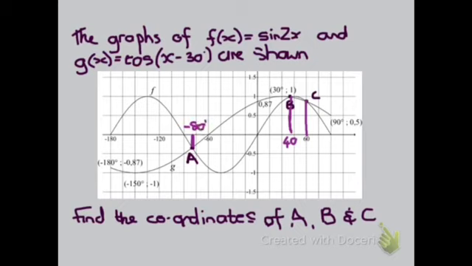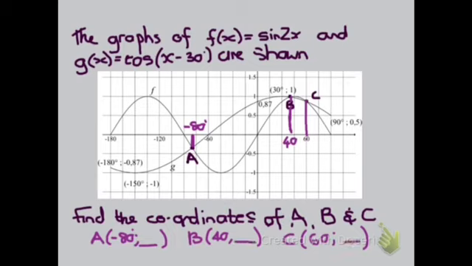They ask for the coordinates of A, B, and C. So A is obviously minus 80 something. B is obviously 40 something. And C is very obviously 60 something. Now to find those somethings, all you have to do, and I'm not going to waste your time because that really wasn't the point of this exercise, is substitute your negative 80, your 40, and your 60 into either f of x or g of x. Just do it on your calculator. It's really no biggie. And you're done.